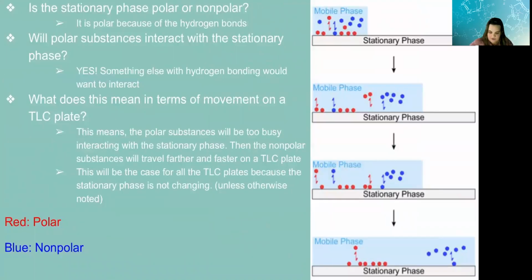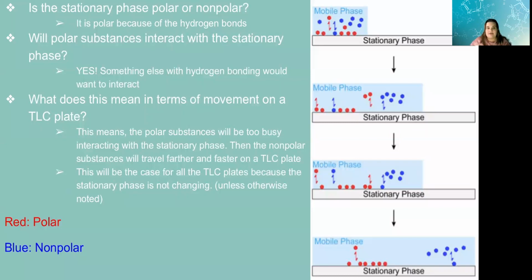Here we go. These were supposed to be questions for you guys to answer, but that's okay. So when we are looking at this, is the stationary phase polar or non-polar? We already answered that, right? In this course, the stationary phase is always polar because it's always silica, okay? Do polar substances interact with the stationary phase? We went over this. If you can hydrogen bond, which means you're polar, then heck yeah, you're interacting with the stationary phase, right? Doesn't matter what it is. If you have hydrogen bonding, you're interacting, okay?